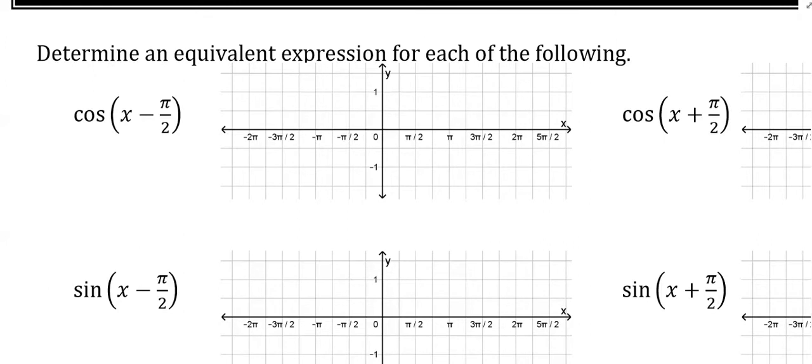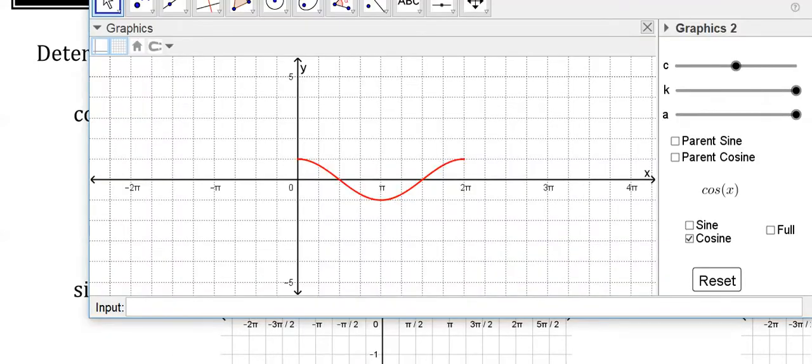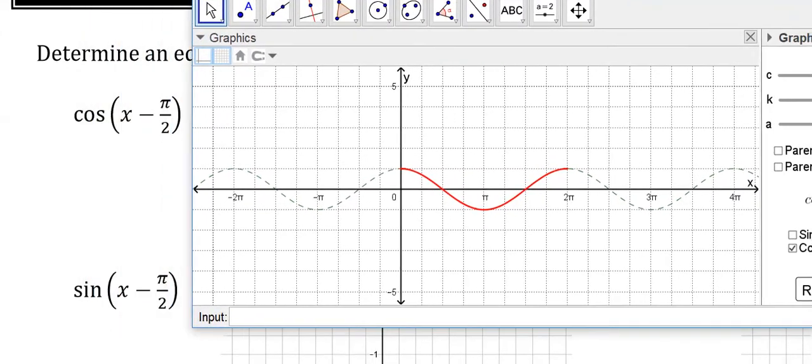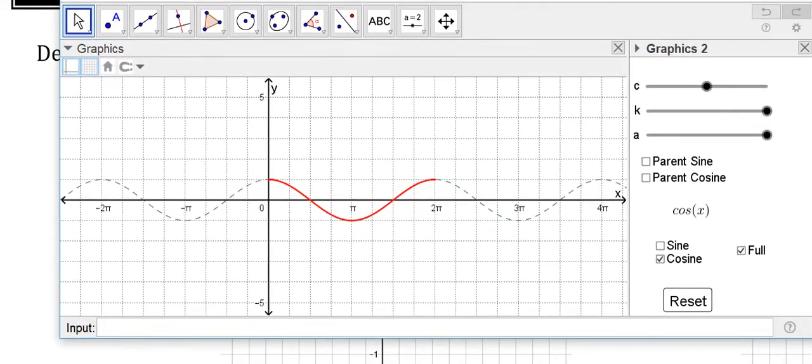Determine an equivalent expression for cos of x minus pi by 2. Now there would be infinitely many of these, right? Because you could just add a period, or add a period, but there's one in particular that we're interested in that's going to be the most simple. Here I have the sine function, and I'm shifting it to the right, pi by 2.